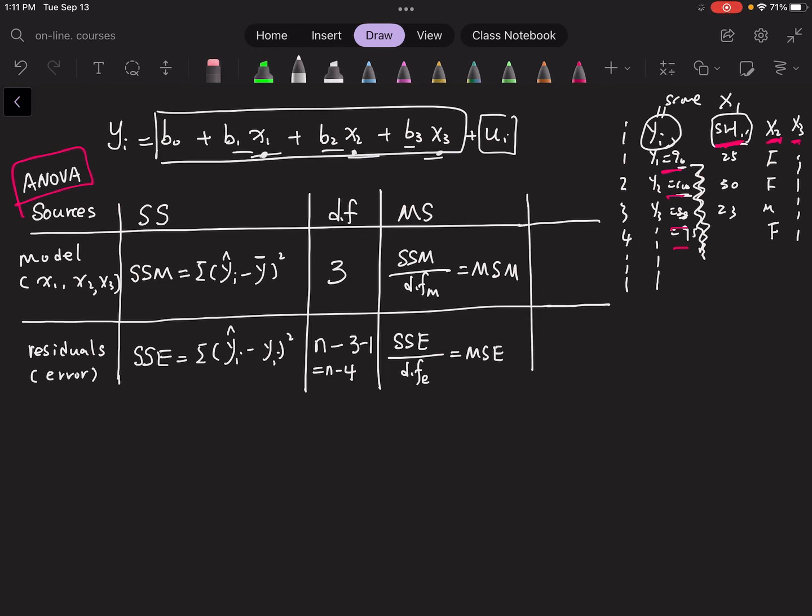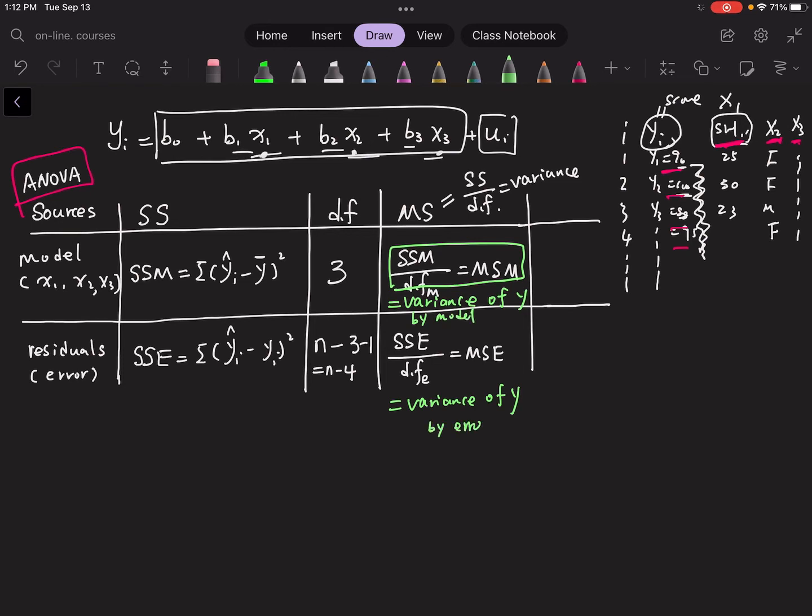Right? And then this mean squared is basically the sum of squares divided by degrees of freedom. So this gives us a variance. Now this term is the variance of y explained by the model, and this is the variance of y explained by error. Variance of y explained by the model, variance of y explained by error. By model, this is by error or residual.